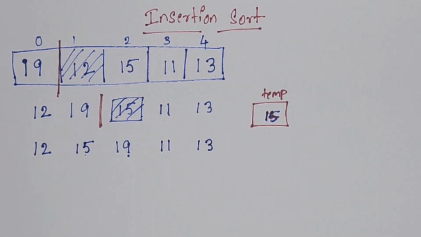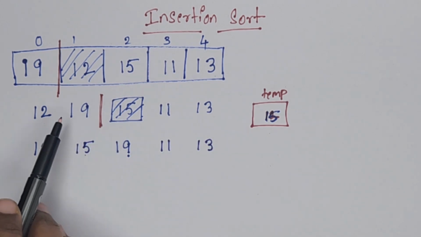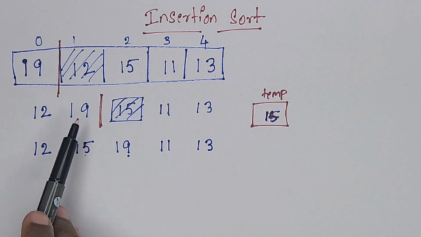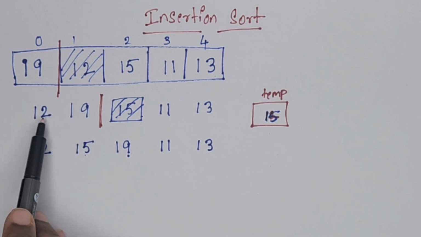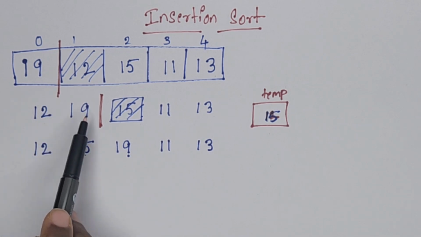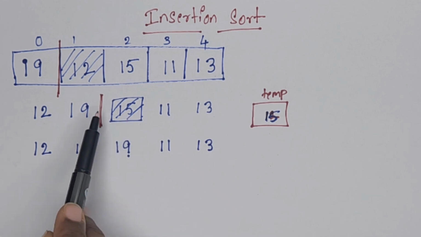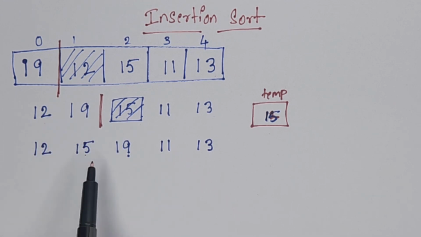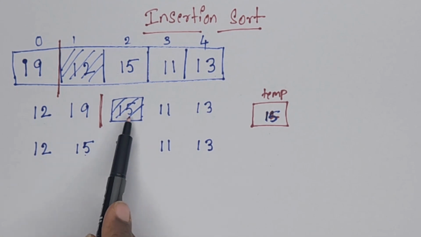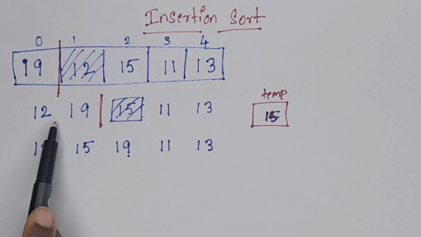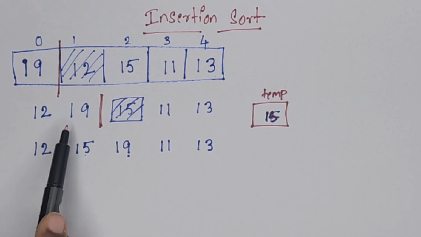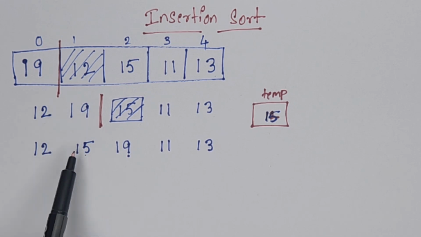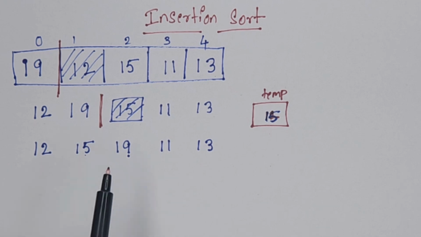Just observe this: take one element and insert it in the proper position. In the sorted array there are 2 elements, 12 and 19. What is the proper place of 15? Before 19 and after 12. See, we have inserted it before 19 and after 12. Like this, take one element from the unsorted subarray and insert it in the proper place. You have to find the proper location, and in that location we insert the element.